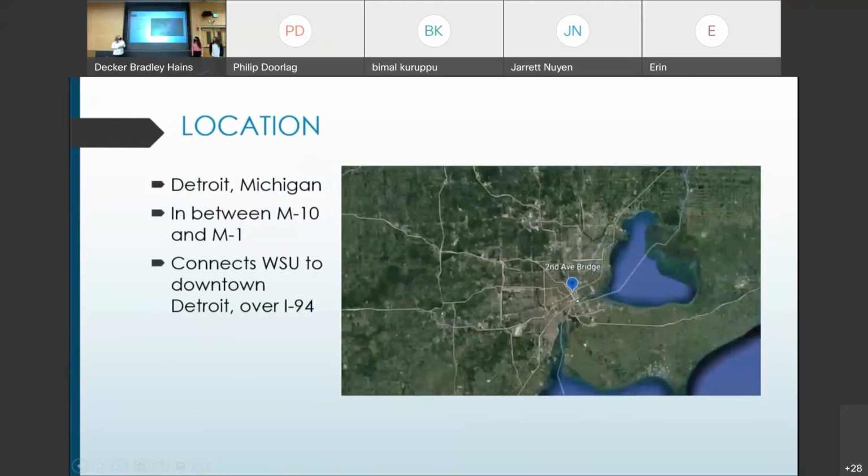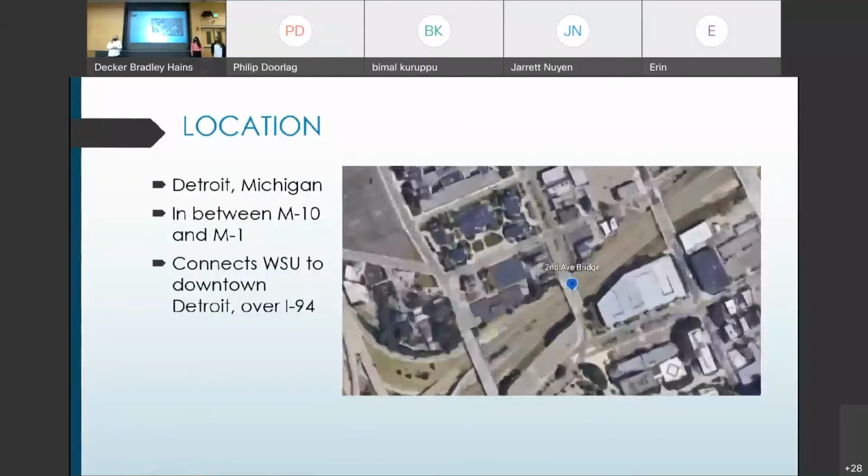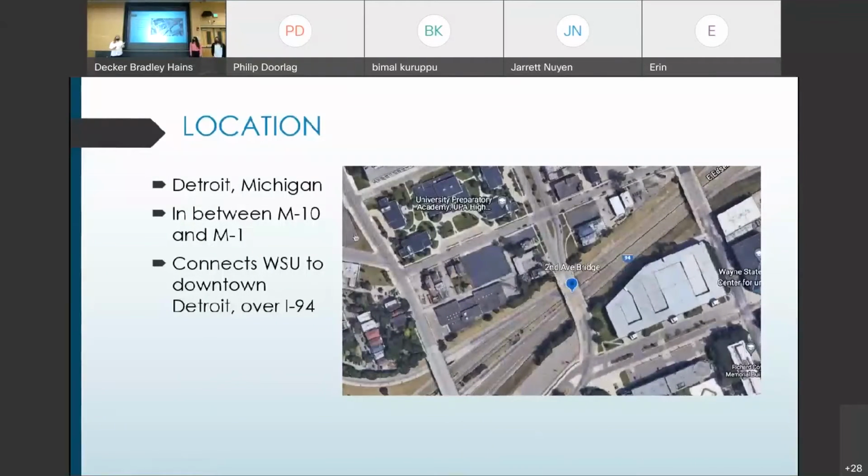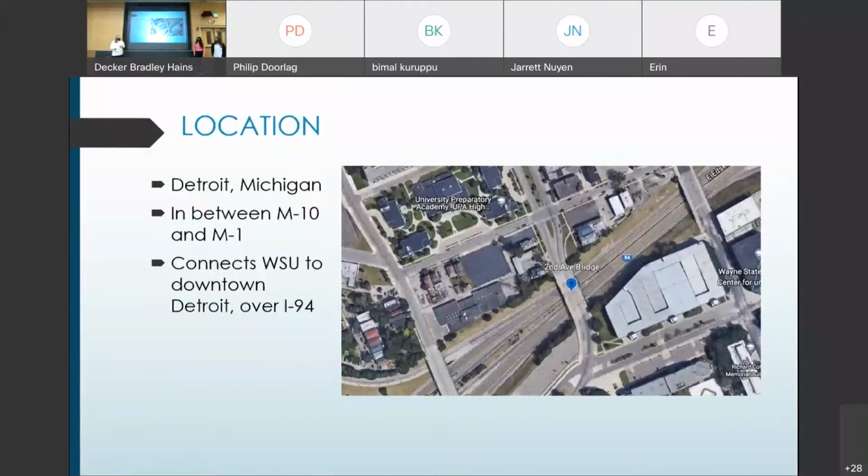First, the location. Our bridge is located near Wayne State University in Detroit, Michigan. It is located between M10 and M1, and the new bridge will serve as a community connector to connect Wayne State to the rest of downtown Detroit.